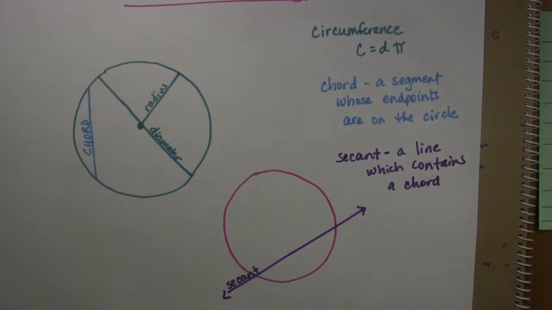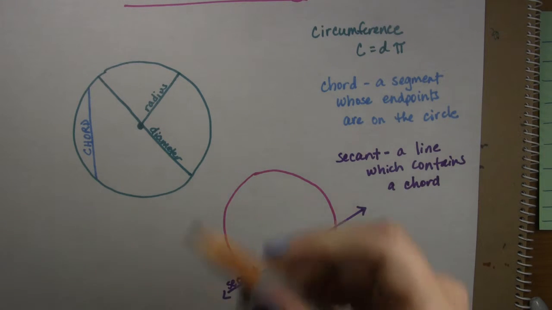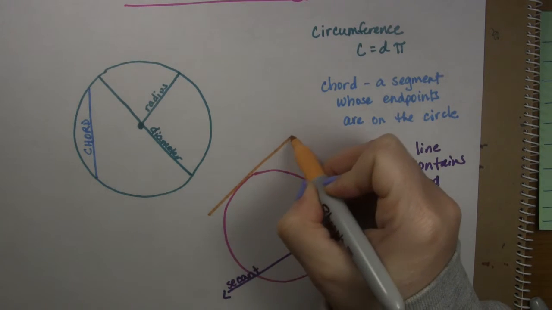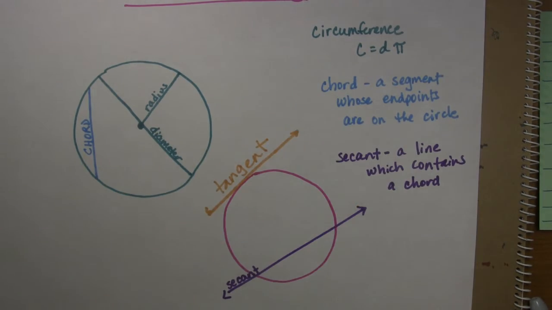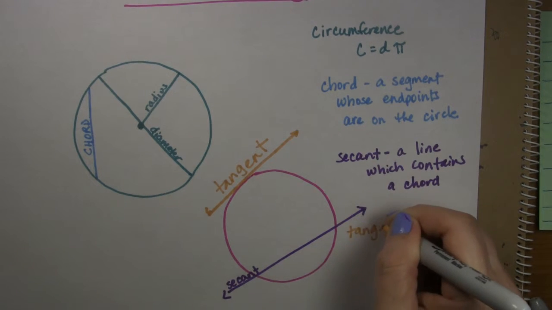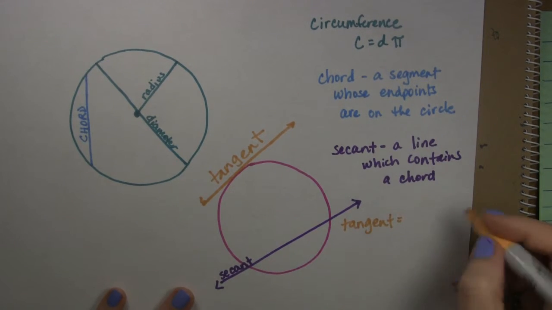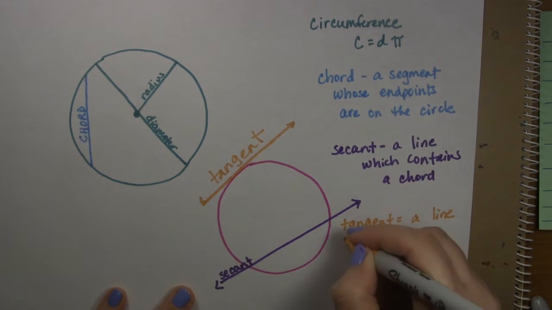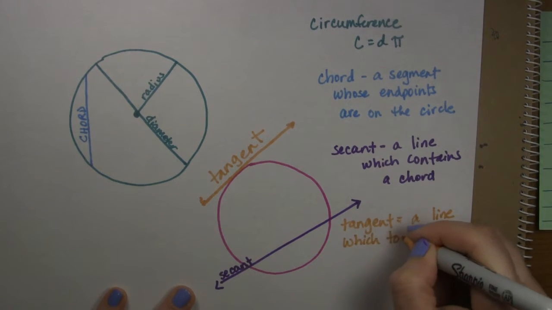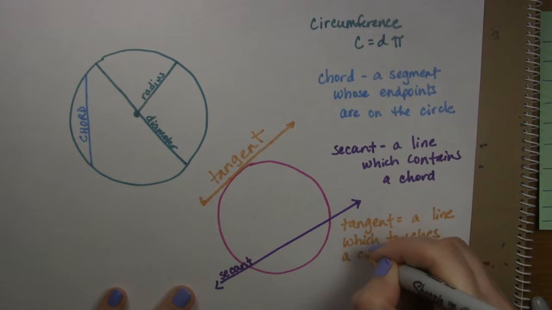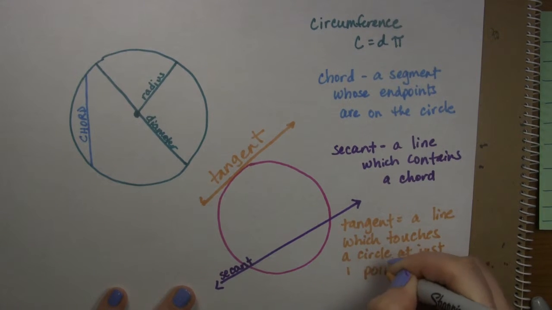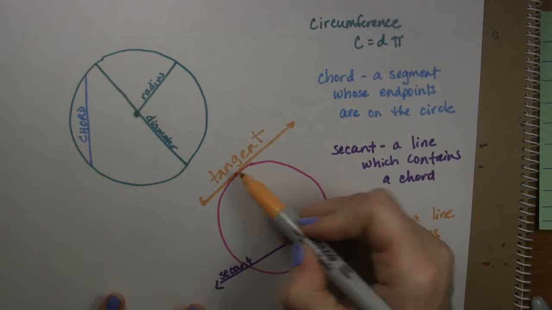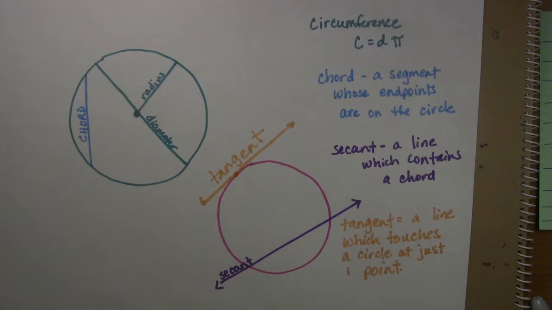And then you can also have the ever popular tangent. And a tangent is a line which touches a circle at just one point. So you see it touches right there, and then it moves on out of its way. So those are some good things for us to know.